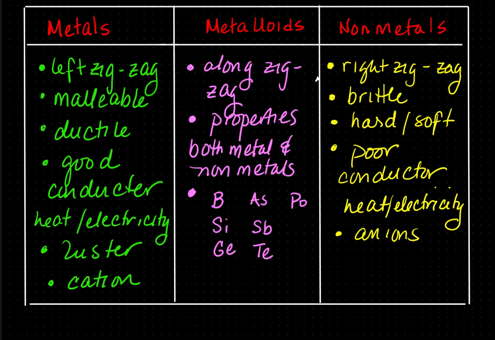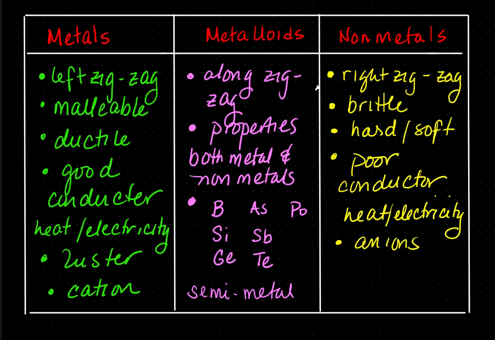Metalloids, or semi-metals, are located along the zigzag line. They contain properties of both metal and nonmetal. The most common metalloids are boron, silicon, germanium, arsenic, antimony, beryllium, and polonium. Nonmetals are located on the right of the zigzag line. They are brittle, hard, or soft. They are poor conductors of heat and electricity, and they are anions because they tend to take in electrons.